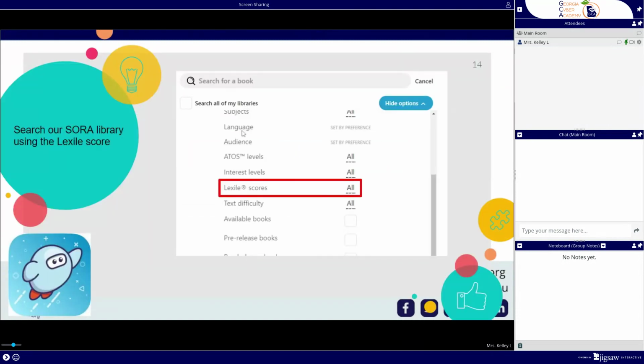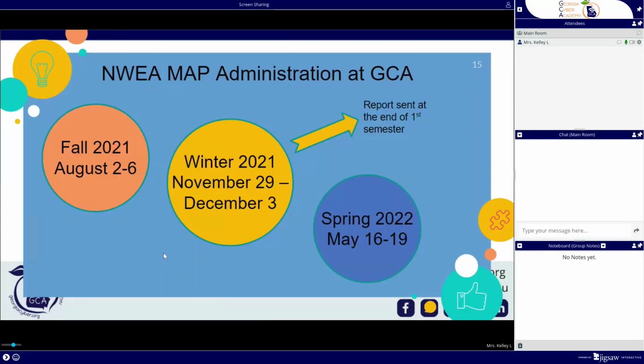And then back to the Lexile scores, you can use those in our online library, Sora. It'll make suggestions about what books fall within that range that might be interesting to your students. Again, we test 3 times a year. We did August, winter we just completed, and then spring will be May 16th through the 19th.